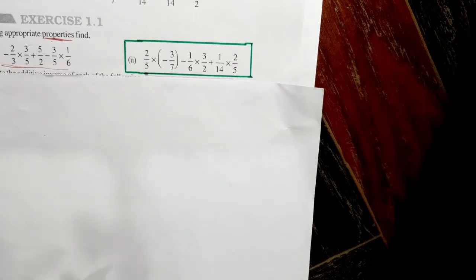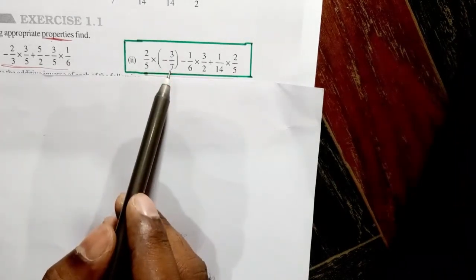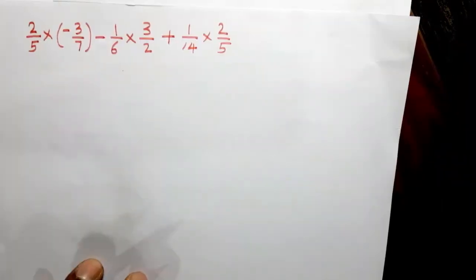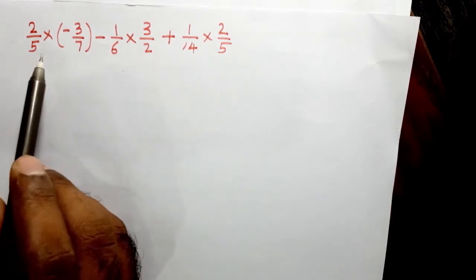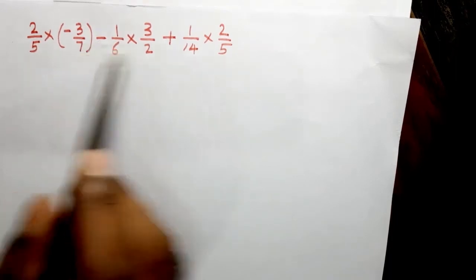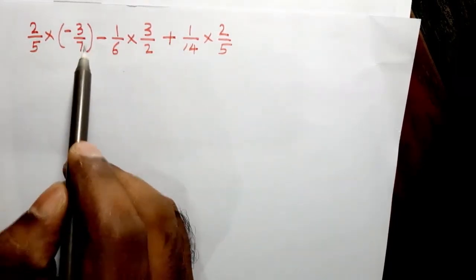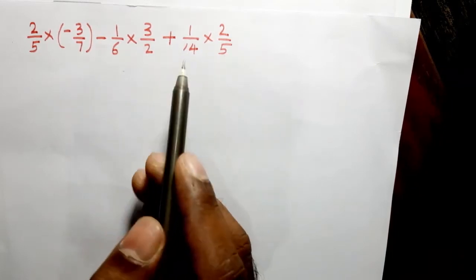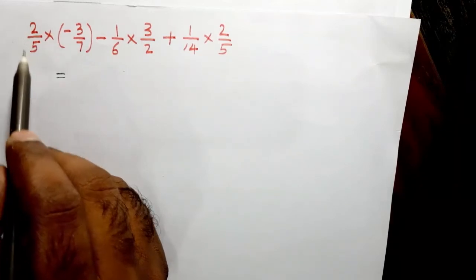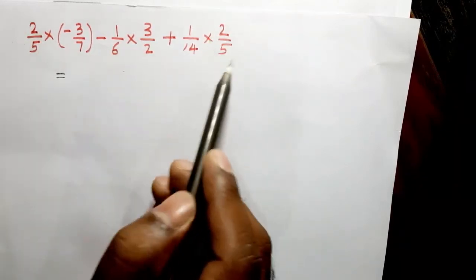2 by 5 into minus 3 by 7 minus 1 by 6 into 3 by 2 plus 1 by 14 into 2 by 5. We can rewrite this question. From this question we can identify how many terms are here. Here also 3 terms, because there is one subtraction and one addition. So this is the first term, this is the second term, this is the third term. Now we can check each term for any common factor. Here 2 by 5 is there, here also 2 by 5 is there.